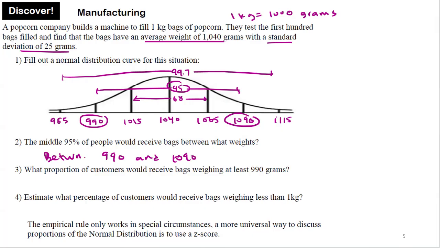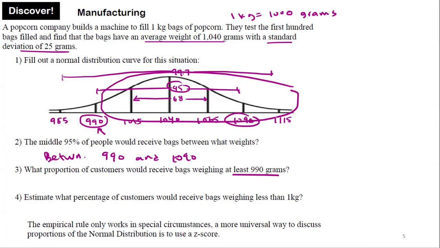All right. Number three, what proportion of customers will receive bags weighing at least 990 grams? So here's 990 again. We want at least, so you think about it, you have to be at least 18 years old to work at this place, or at least 21 years old to enter this place, or something like that. So it has to be the number included and then above. So in this case, we would add everything to the right of that.